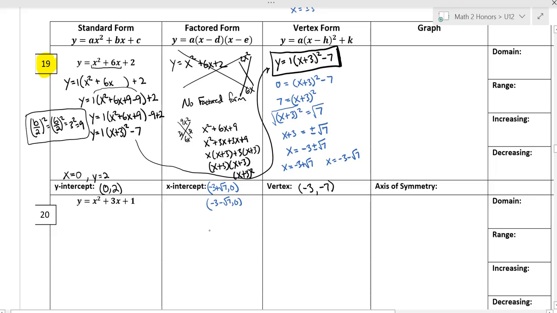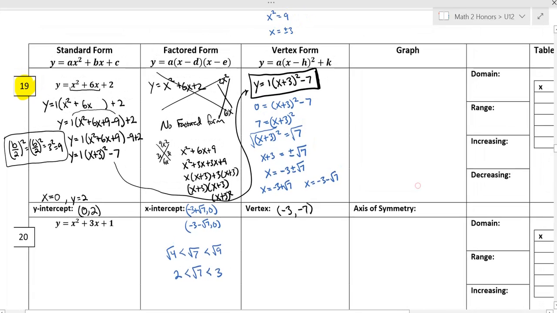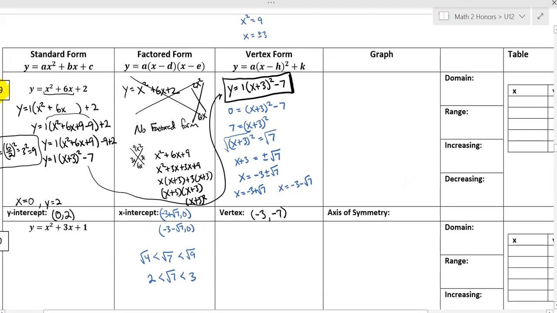And the square root of 7 is less than the square root of 9, but it's bigger than the square root of 4. And so we know the square root of 4 is 2. We know the square root of 9 is 3. So the square root of 7 is somewhere between 2 and 3. So it's 2 point something. And we'll keep that in mind when we're graphing. And let's get to graphing.